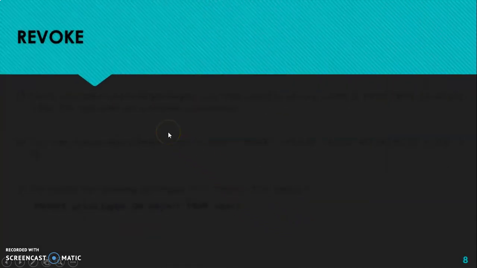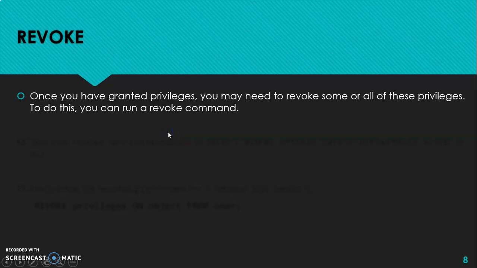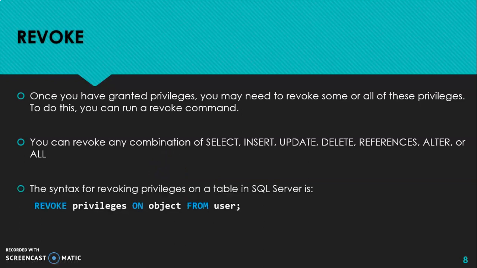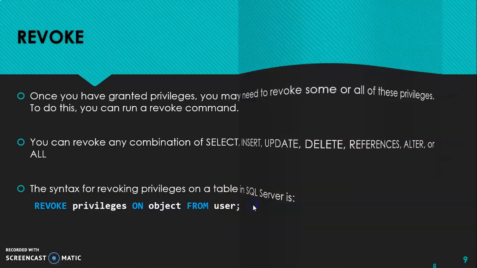Then there is REVOKE. This is exactly the opposite of what we do in the grant. This command is used to remove the privileges that are given to the user. Again, the privileges are select, insert, update, delete, references, alter, or you can directly specify ALL. Now the syntax: revoke privileges on object, that is the table name, from the user, that is the username.